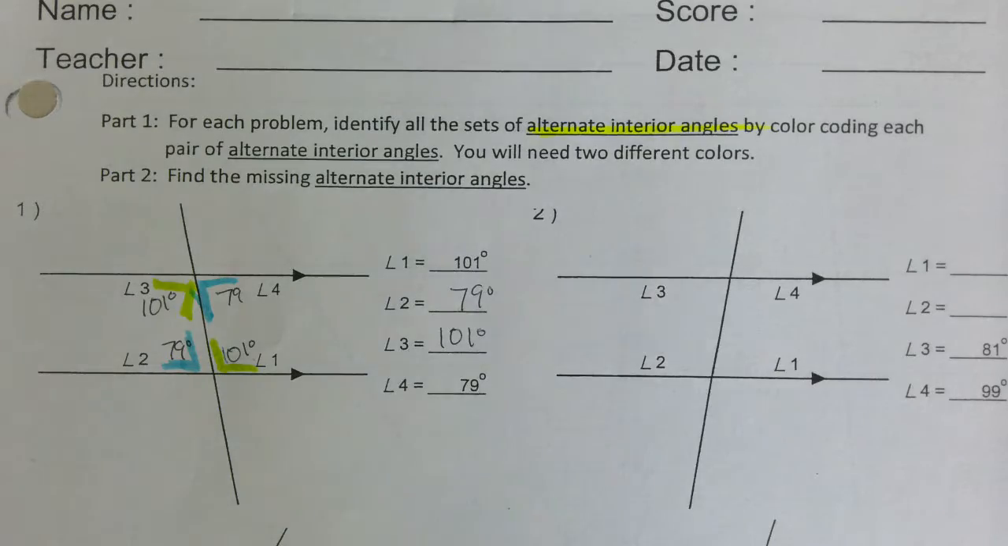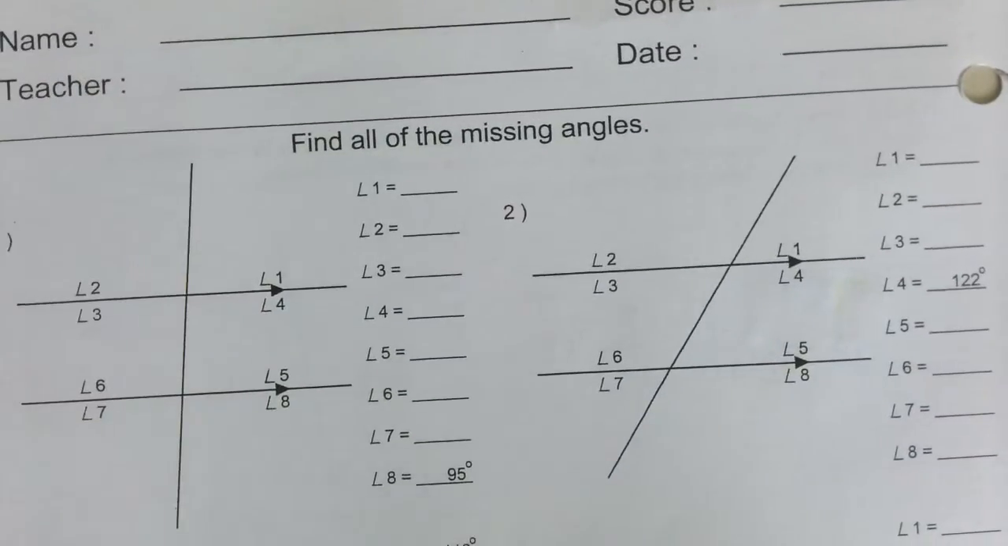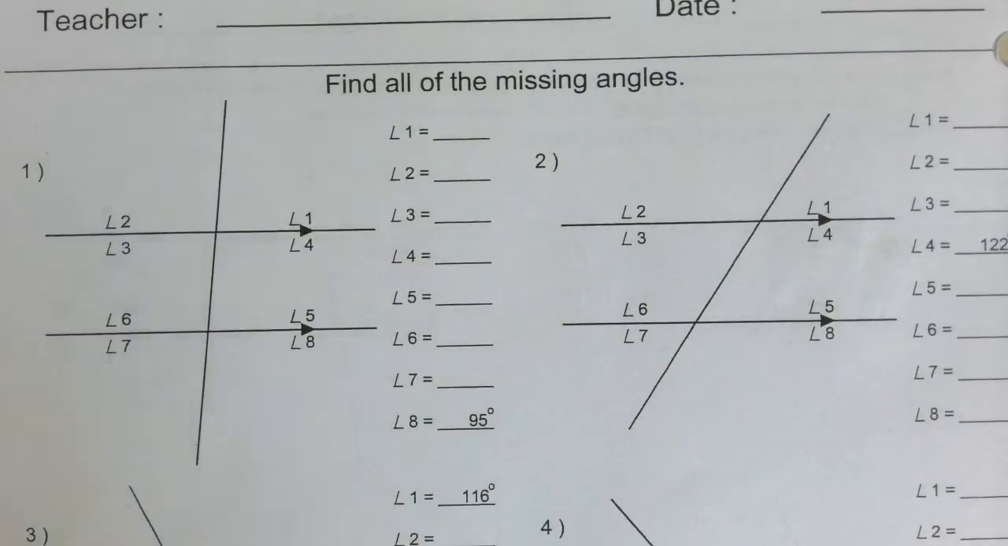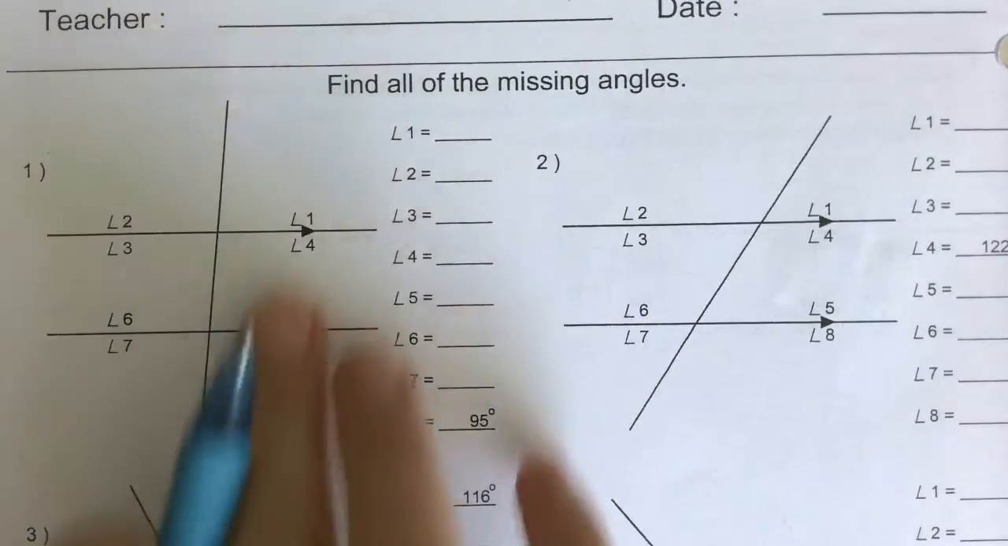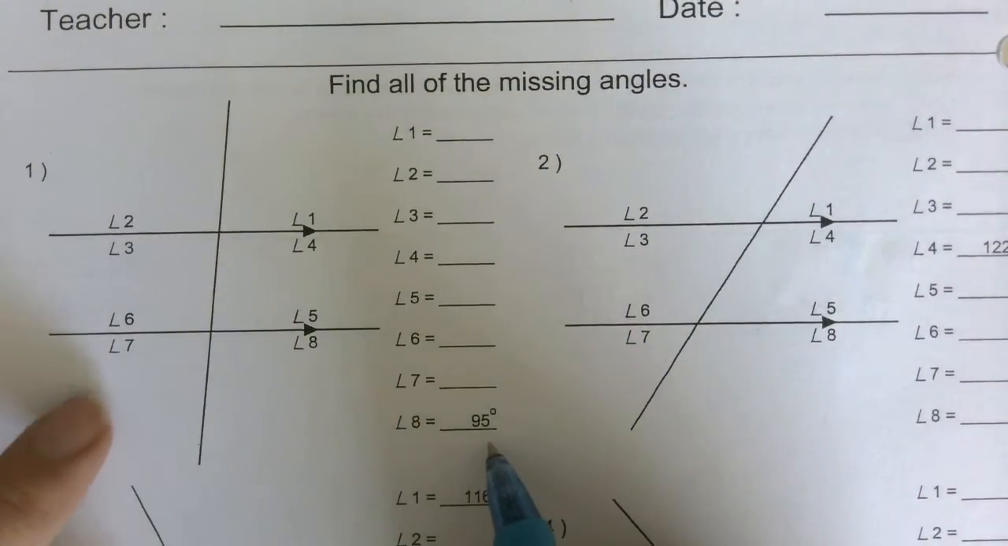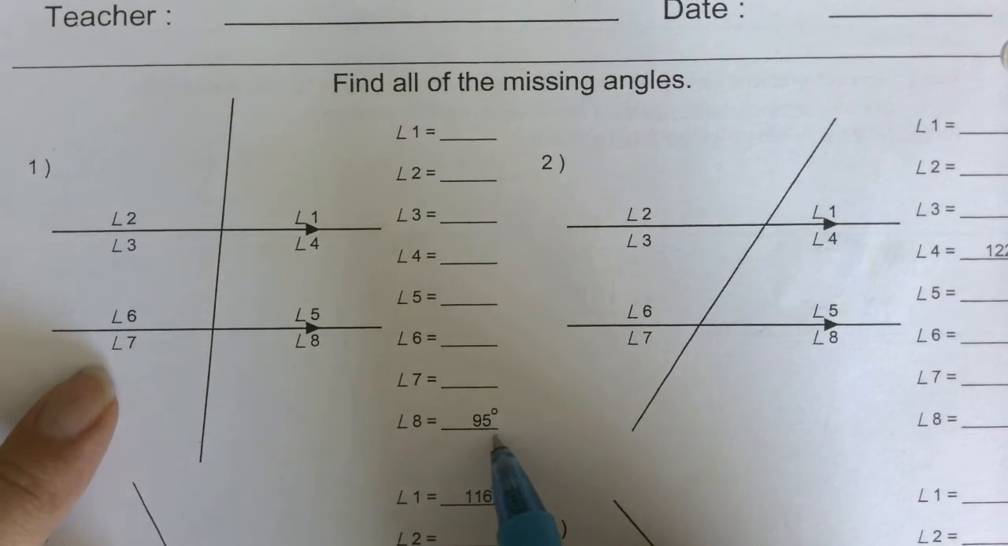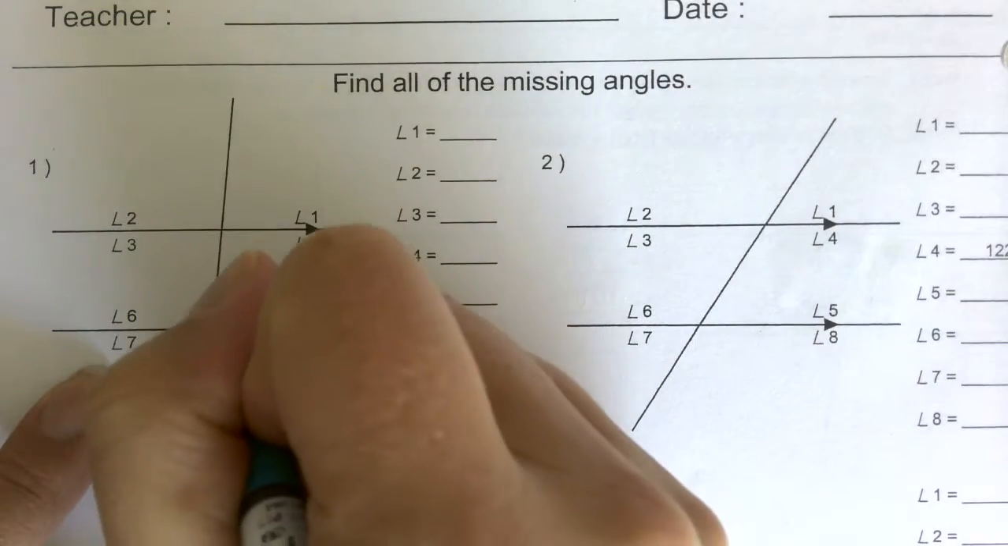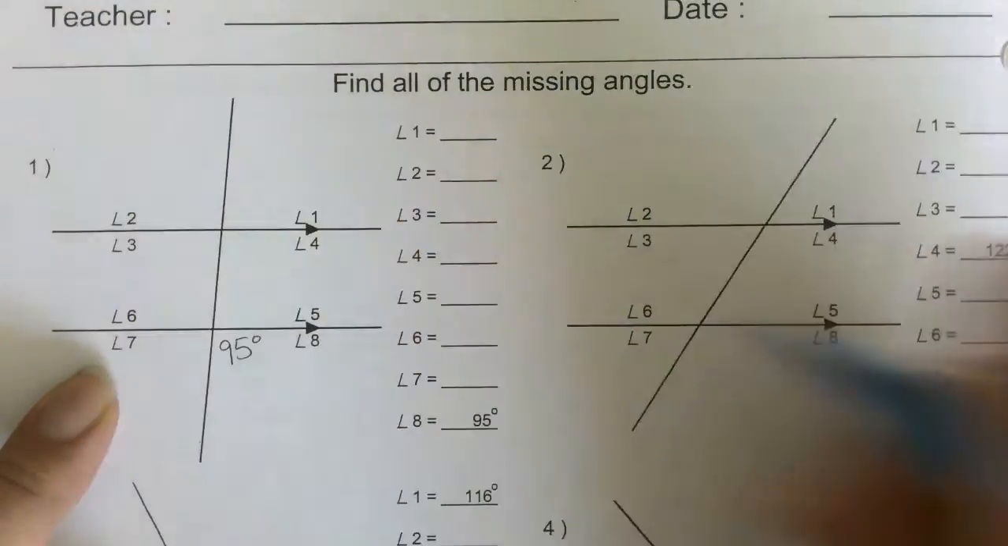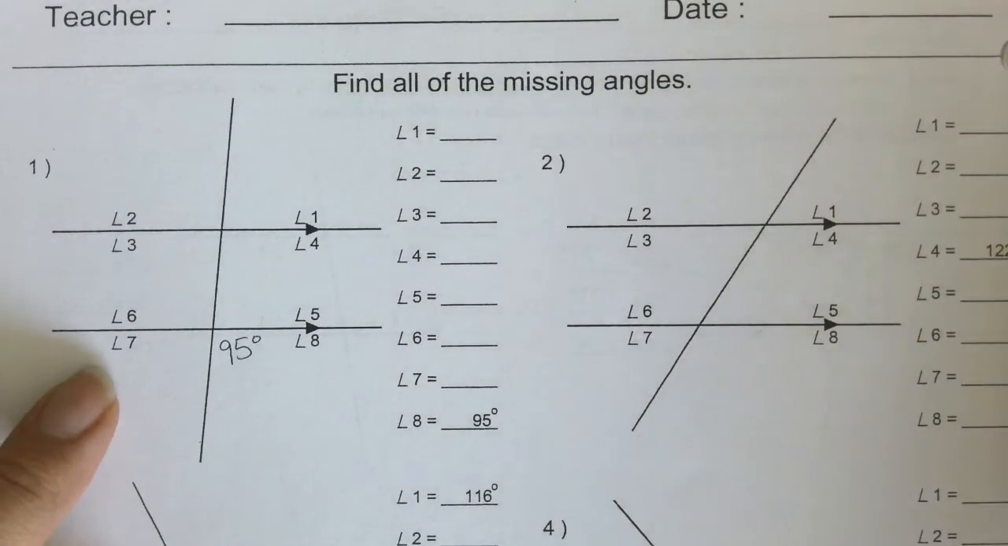Make sure you look at the words in the relationship. Okay, now this is where it looks like it's a little bit harder, but it's not. We're finding all missing angles, so we want these labeled. So they tell me in number 1 that angle 8 is 95 degrees. Okay, help me out. What else is 95 degrees?